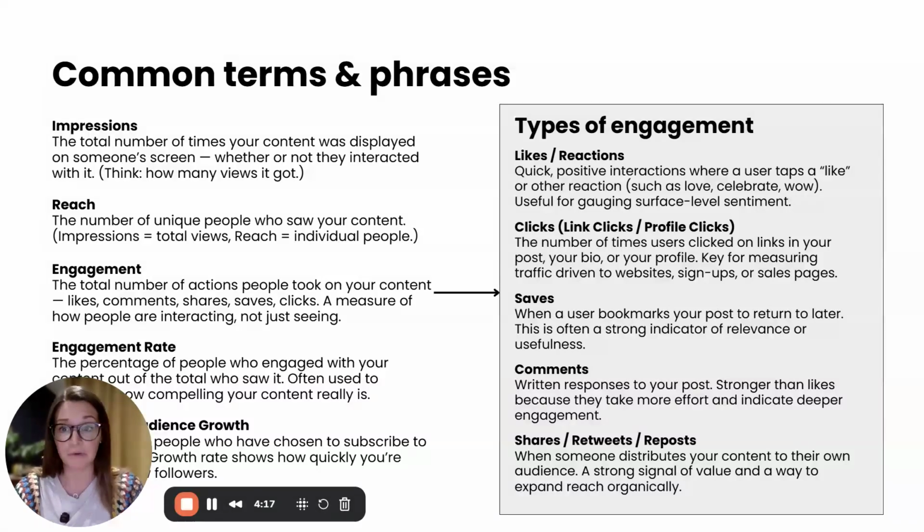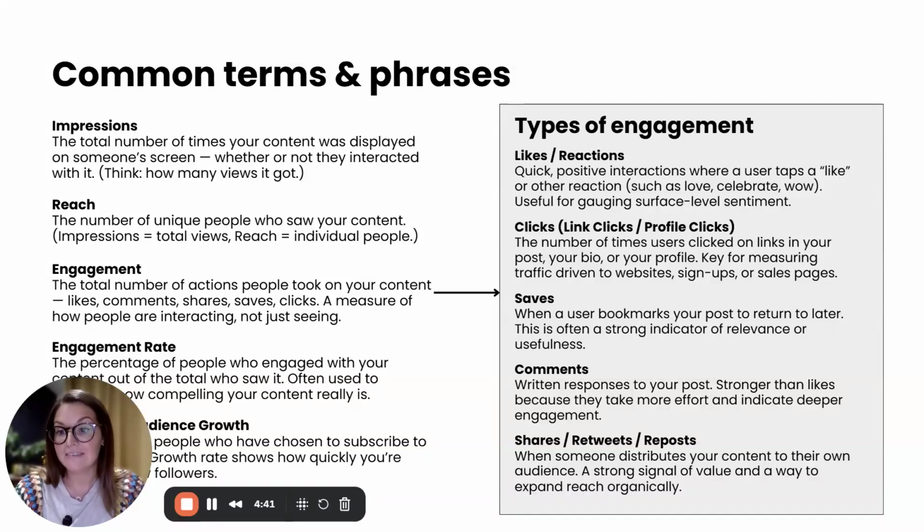Your reach is the number of unique people who saw your content. So your impressions are your total views, but your reach is your individual people. Your engagement is the total number of actions that people took on your content. So that's likes, comments, shares, saves, clicks. And that's a real measure of how people are interacting with your content, not just seeing it.